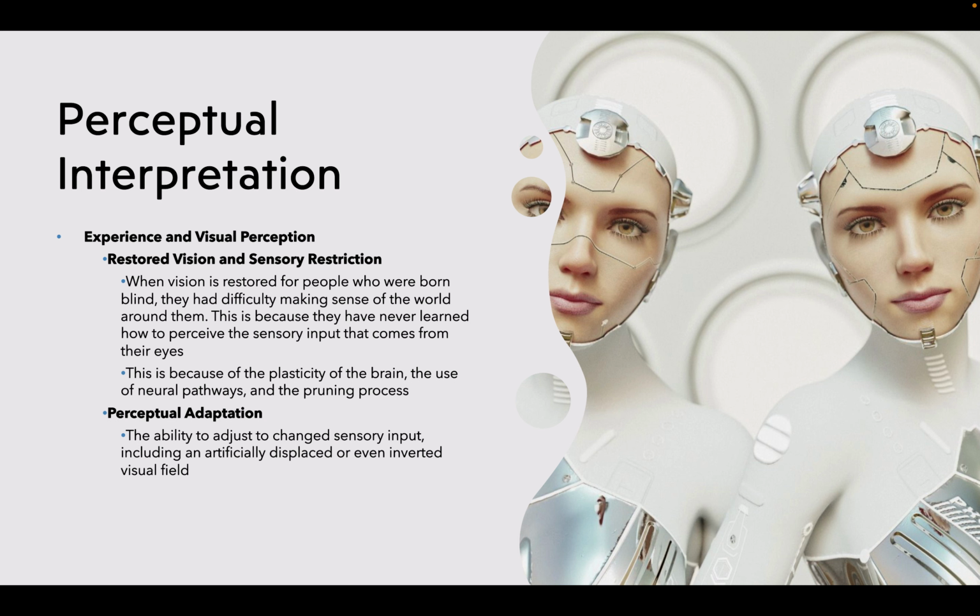So what is perceptual adaptation then? Well, perceptual adaptation is the ability to adjust to changed sensory input, including an artificially displaced or even inverted visual field.